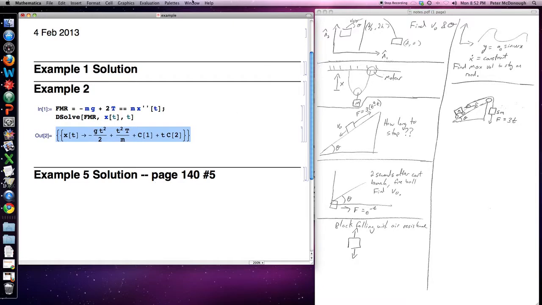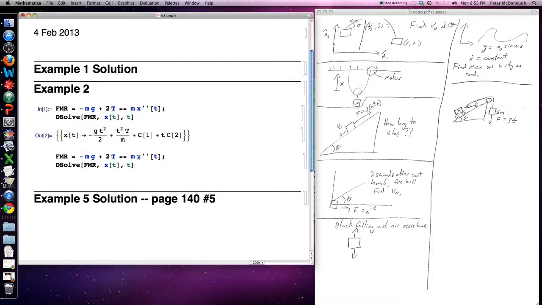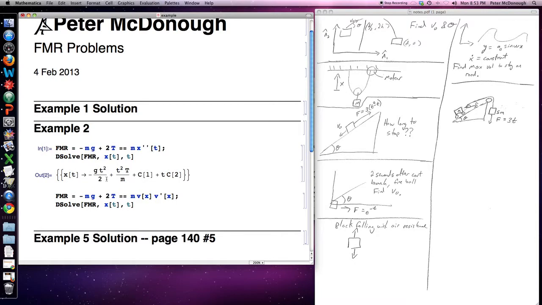Now instead, let's say that I wanted to solve this as a function of position rather than a function of time. To do that is quite simple. We'll take that force motion relationship and, instead of x double dot of t, I'll say my velocity as a function of position times dv/dx. So the derivative of v with respect to x is v dot with x in parentheses.